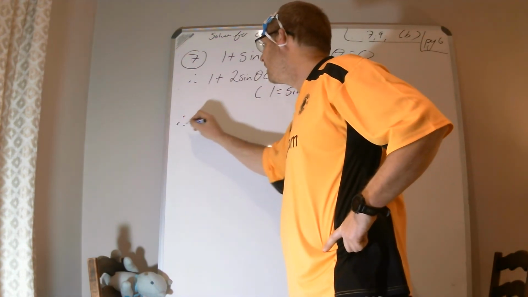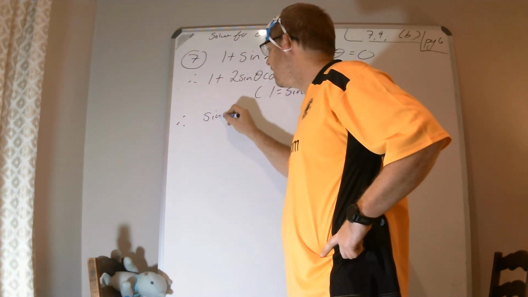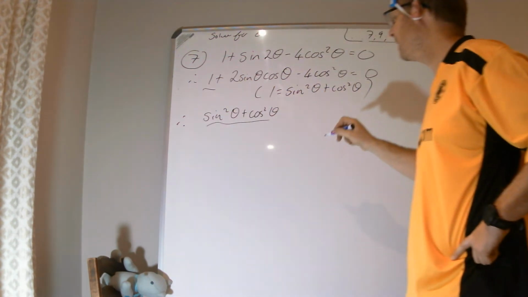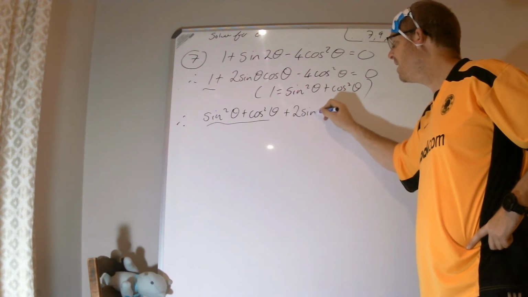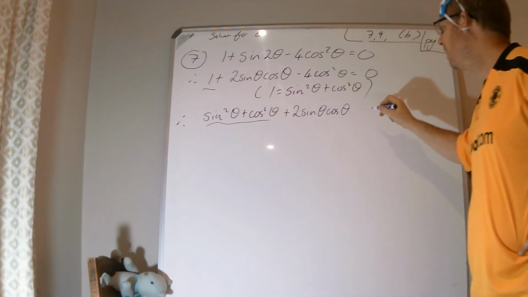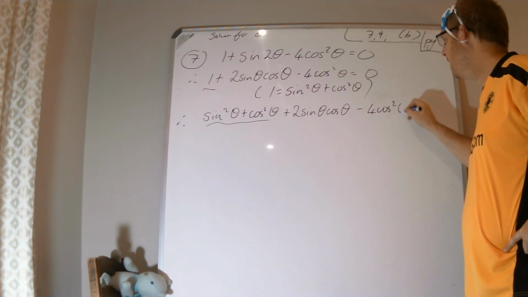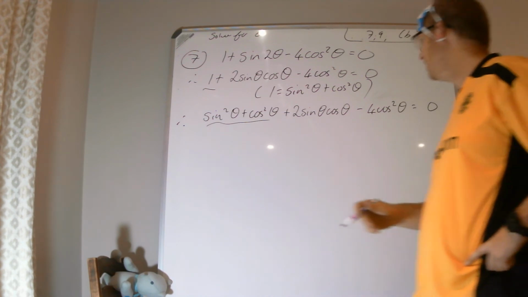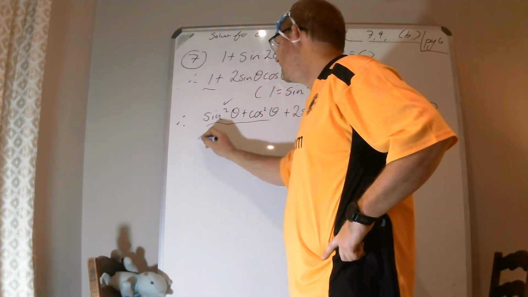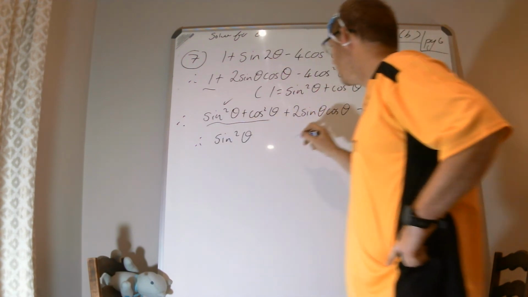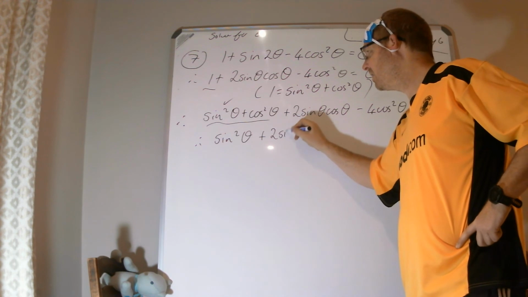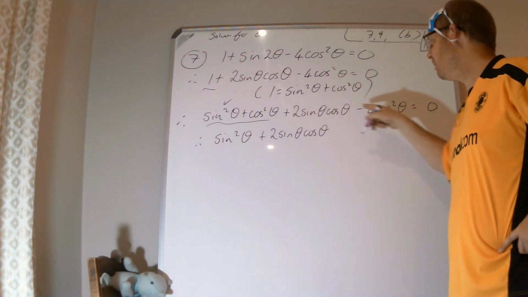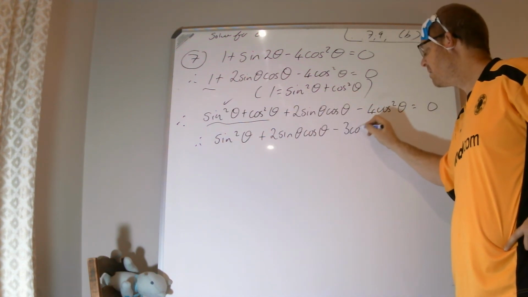So then this sum is going to become sine squared theta plus cos squared theta, that's the 1 over there, plus 2 sine theta cos theta minus 4 cos squared theta is equal to 0. Right, so add like terms, and we're going to have sine squared theta plus 2 sine theta cos theta, and then cos squared theta minus 4 cos squared theta is negative 3 cos squared theta.